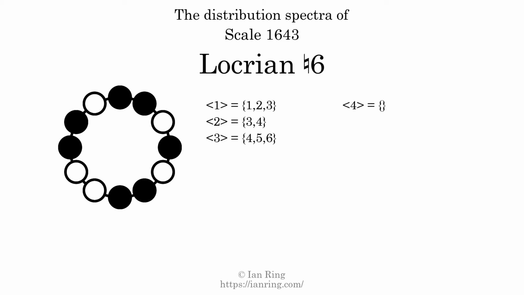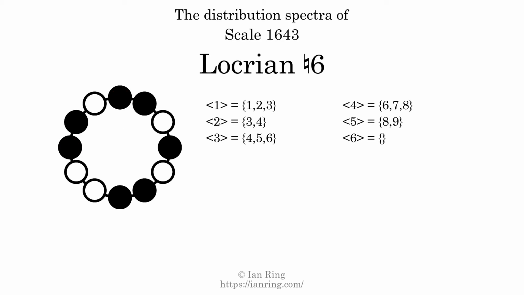The generic interval of 4 scale steps comes in 3 different specific interval sizes. 6 semitones, 7 semitones, and 8 semitones. The spectrum width of this generic interval is 2. The generic interval of 5 scale steps comes in 2 different specific interval sizes. 8 semitones, and 9 semitones. The spectrum width of this generic interval is 1.